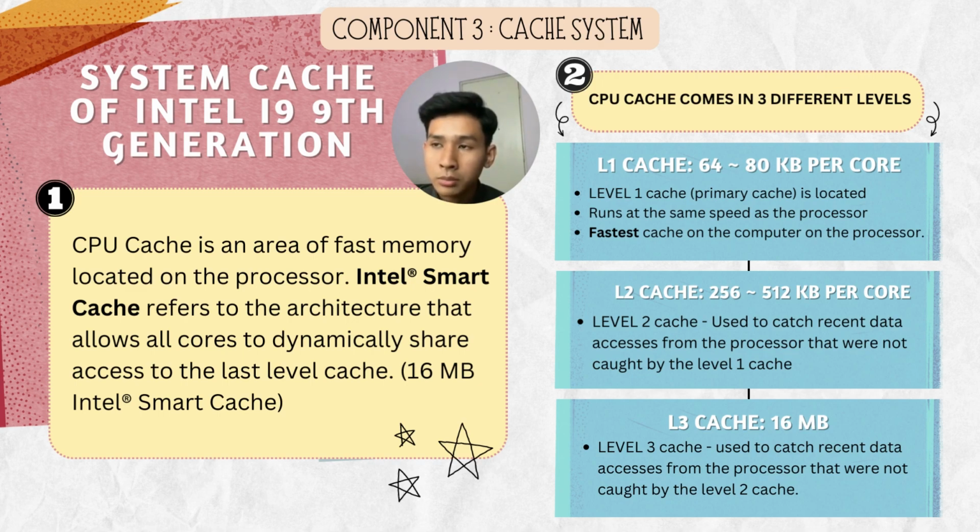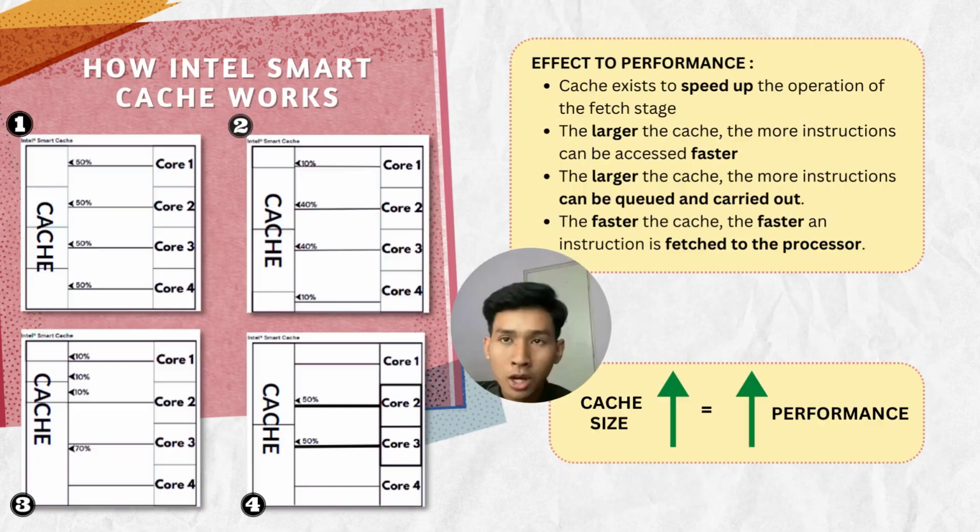The CPU cache comes in 3 different levels. The first one is L1 cache. It runs at the same speed as the processor. This is the fastest cache on the processor. The second one is L2 cache. The level 2 cache is used to cache recent data accessed from the processor that were not caught by the level 1 cache. The third one is L3 cache. Level 3 cache is used to cache recent data accessed from the processor that were not caught by the level 2 cache.